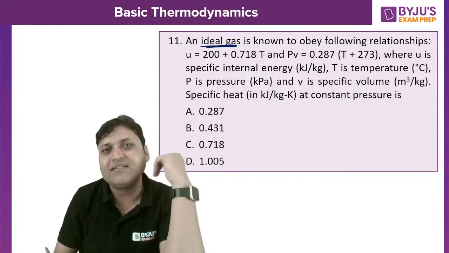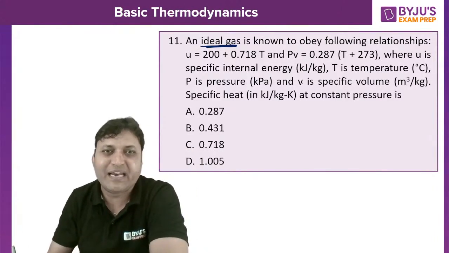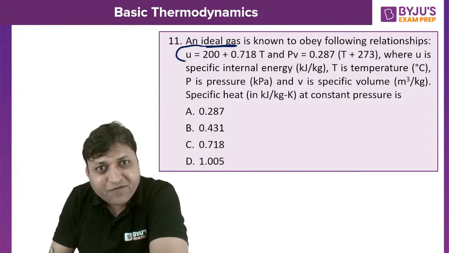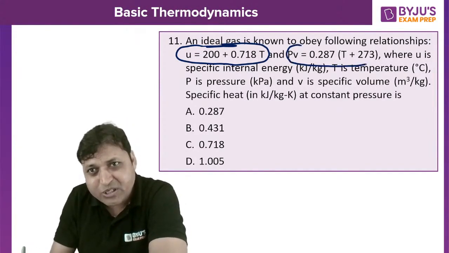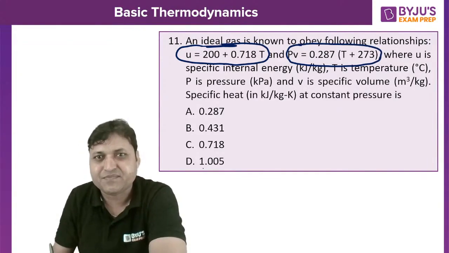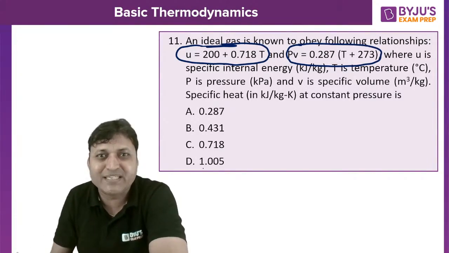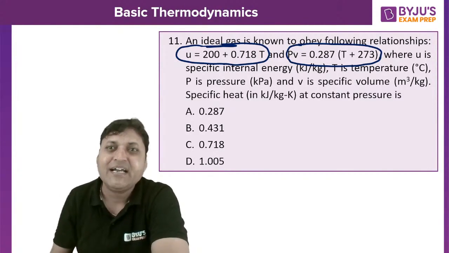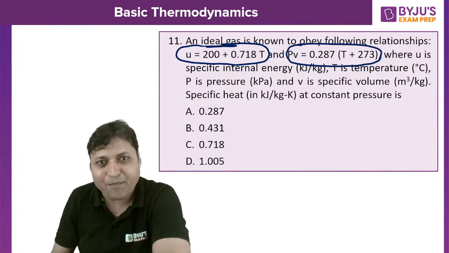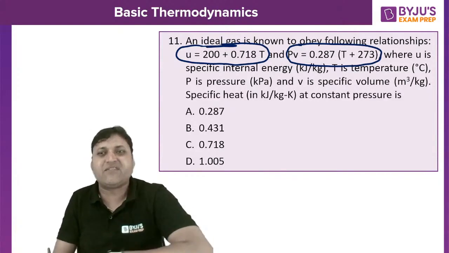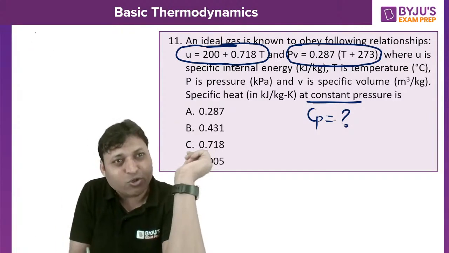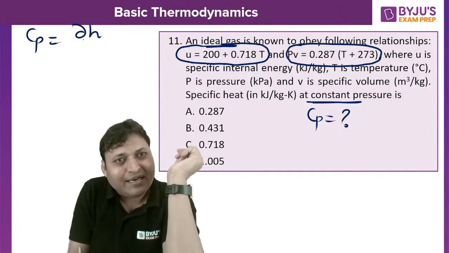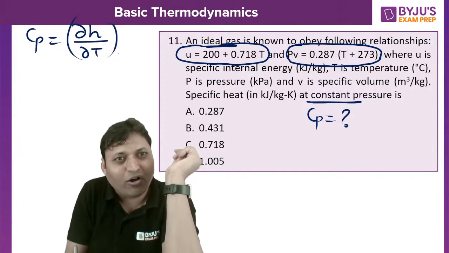An ideal gas is known to obey the following relationship. The specific internal energy is given by this expression and the product of pressure into specific volume is given by this expression. They are a function of temperature, where U is the specific internal energy in kilojoule per kg, T is the temperature in degrees Celsius, P is the pressure in kilopascal, and V is the specific volume. What is the specific heat at constant pressure, Cp? Because it is an ideal gas, do you remember the formula for Cp? Del H by del T at constant pressure.